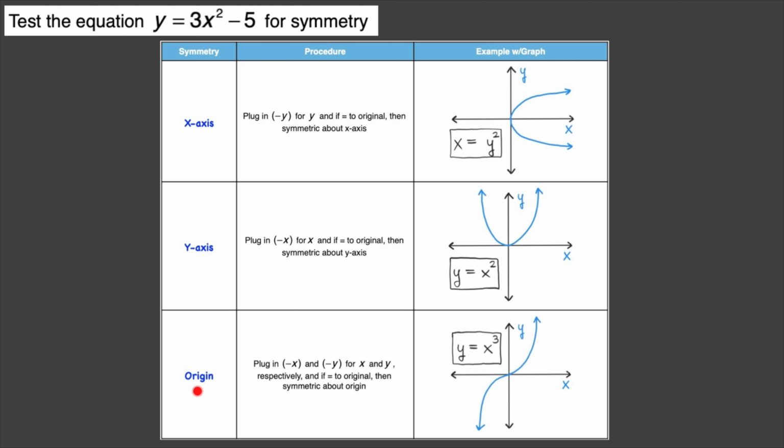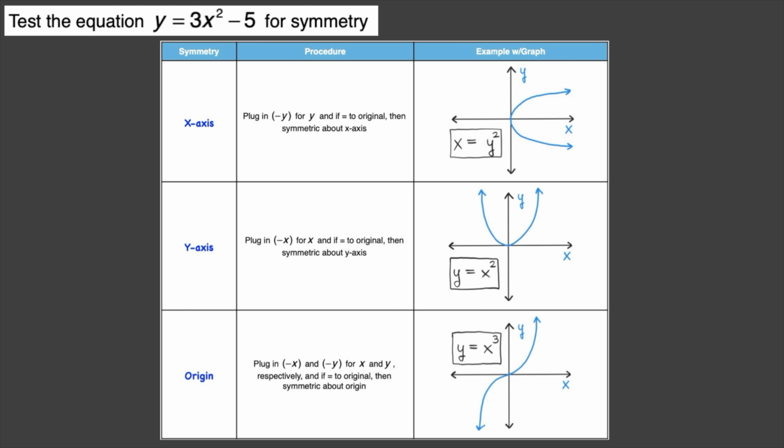The next type of symmetry is origin. To test origin symmetry, you plug in negative x and negative y for x and y, respectively. If it equals the original equation, then the graph is symmetric about the origin. The most famous graph that is symmetric about the origin is y equals x cubed. Notice the point 2, 8 is on this graph. So if 2, 8 is on the graph, then negative 2, negative 8 will be on the graph as well.